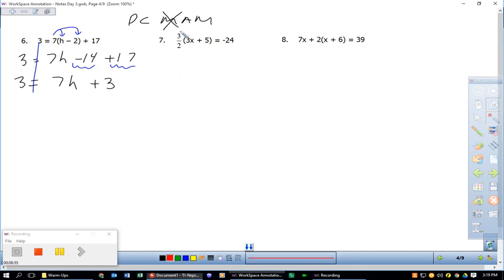Add, subtract. We will subtract 3 from both sides. That's 0. I'm going to have to write the 0 over here. 7h. These two cancel out. Now I had to write the 0 because there has to be something on the left side. Last step, multiplying or dividing. Here we're going to divide by 7. And 0 divided by 7 is 0. So h equals 0.